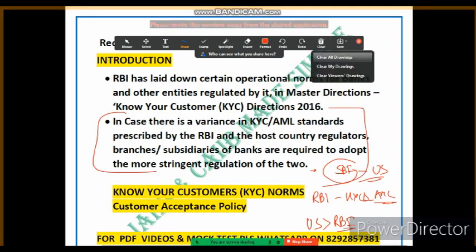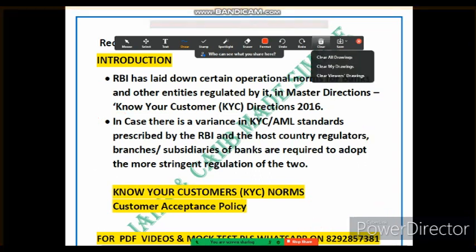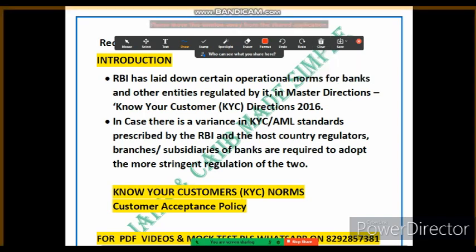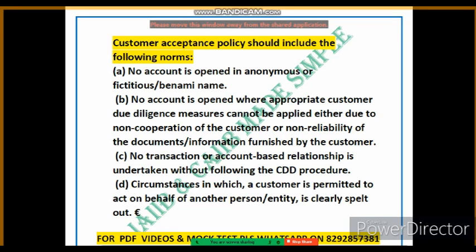Now let's move to the next part, that is KYC norms. Let's first discuss customer acceptance policy. What are the conditions that we have to follow in order to accept the customer? Let's discuss each thing in detail. The first point is regarding Benami name. What is the meaning of Benami? Benami means fictitious name.